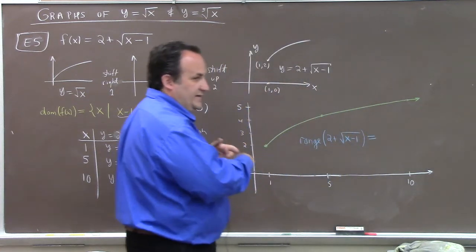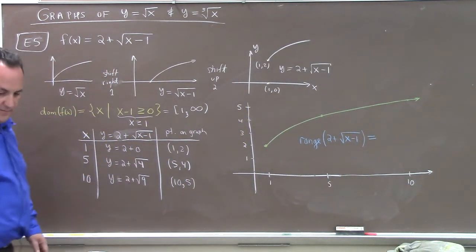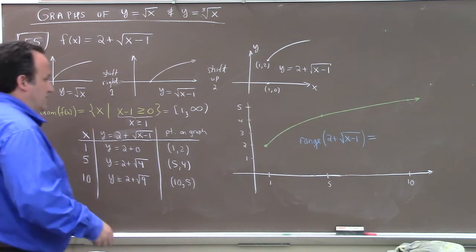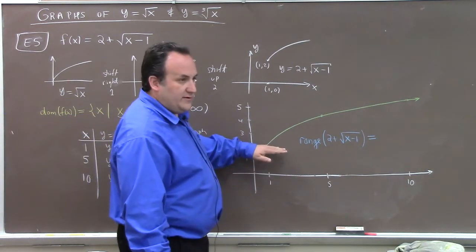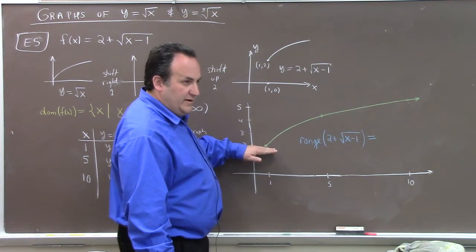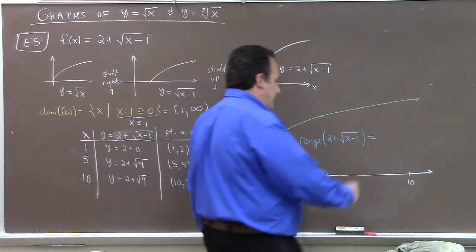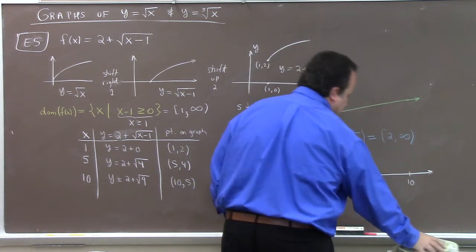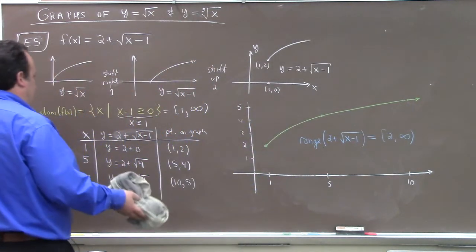So the range is the set of allowed y values for the function, right? The y values which are actually attained, I should say. So if you look at it, it's easy to see, right? It starts at 2, and it just keeps going and going and going. So the answer is 2 to infinity. All right. So that's all I got to say about graphs of square roots for you guys.